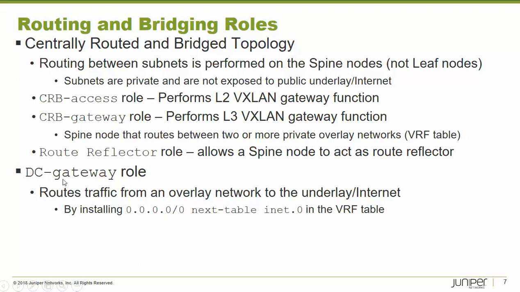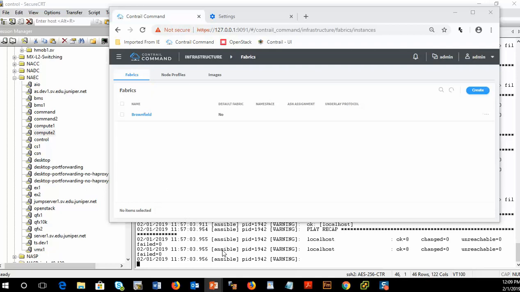What happens is if you assign the DC gateway role, routes are still placed in the VRF table, but an extra route is added, this 0.0.0.0 route that has a next table of inet.0. So there's a default route that points to the inet.0 table, and it's in the inet.0 table that now the packets can get routed out to the internet. And we talked about the route reflector role. Okay, so that's it for describing what the Brownfield underlay topology or use case is.